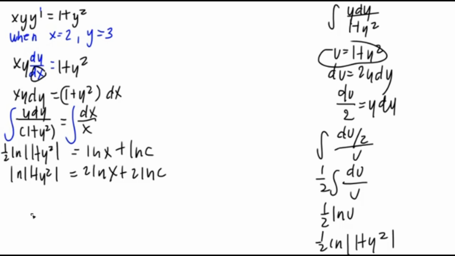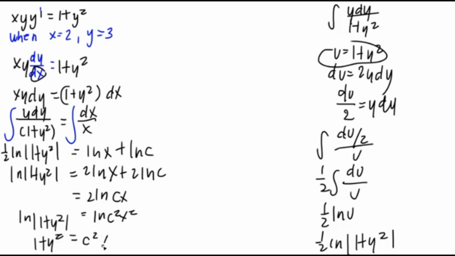ang gagawin natin is, combine na muna natin to. So, magiging 2 ln cx. Or magiging ln c squared x squared. So, ln 1 plus y squared. Since para sila may ln, pwede natin i-equate na lang yung values sa loob ng ln. So, 1 plus y squared is equal to c squared x squared.